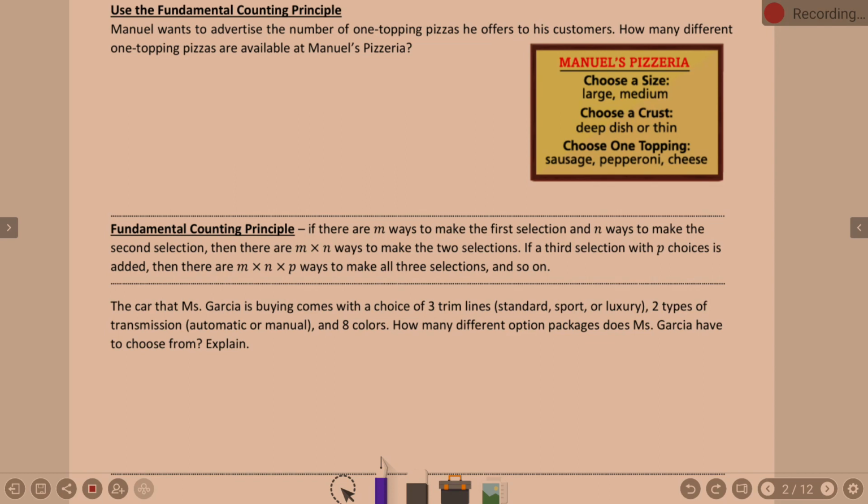So let's look at this example. You've done stuff like this before back in middle school. Whether you remember it, I know is a different story. Manuel wants to advertise the number of one-topping pizzas he offers to his customers. How many different one-topping pizzas are available at Manuel's Pizzeria?